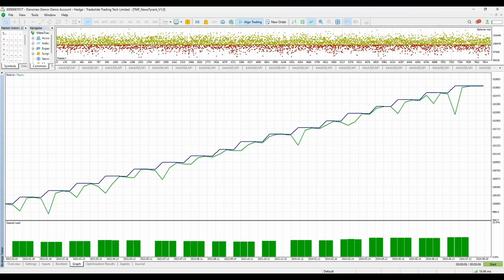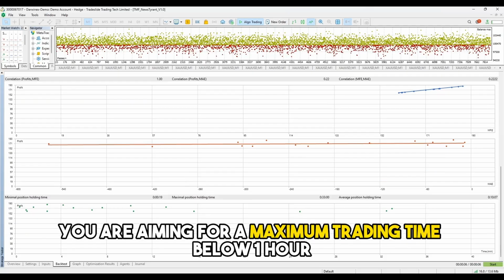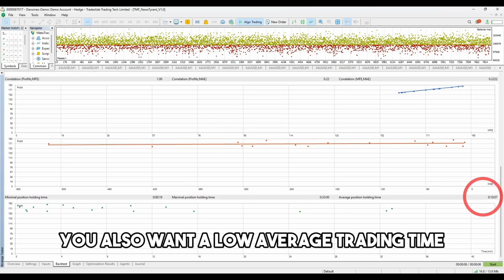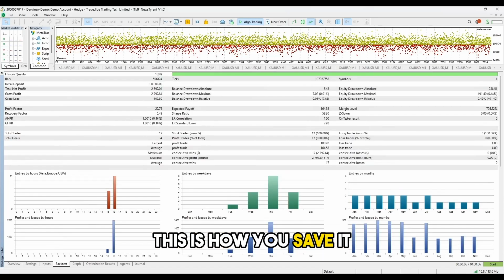Click here. Now, look at the average trading time. You are aiming for a maximum trading time below 1 hour. You also want a low average trading time. The lower, the better. You found your set file. This is how you save it.